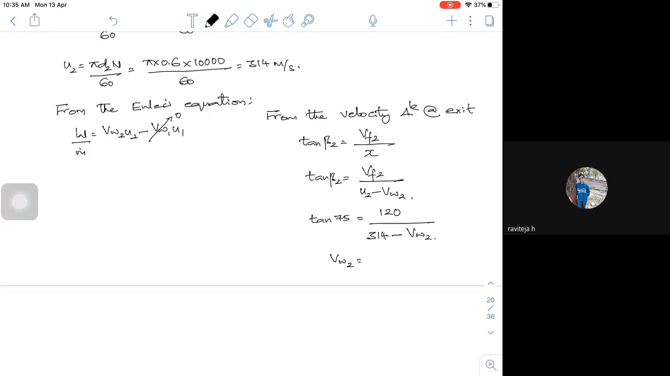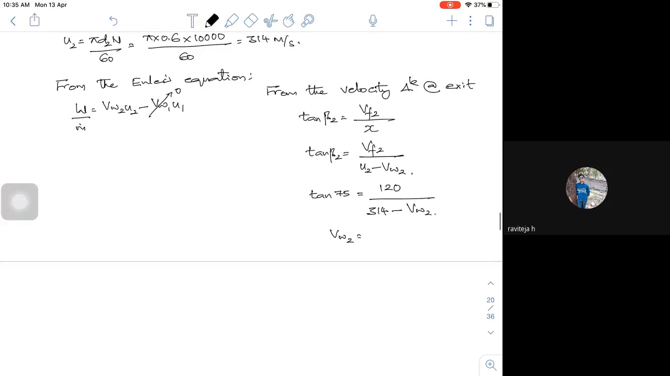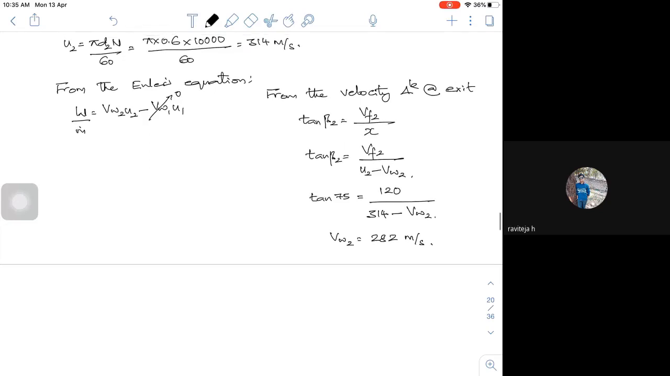So VW2, if I take it to the right hand side, is equal to 314 minus 120 by tan 75. If I calculate that, I'll be getting roughly 281.97, so 282 meters per second is the VW2. Now I can substitute the VW2 and the known value of U2 to calculate the corresponding W.